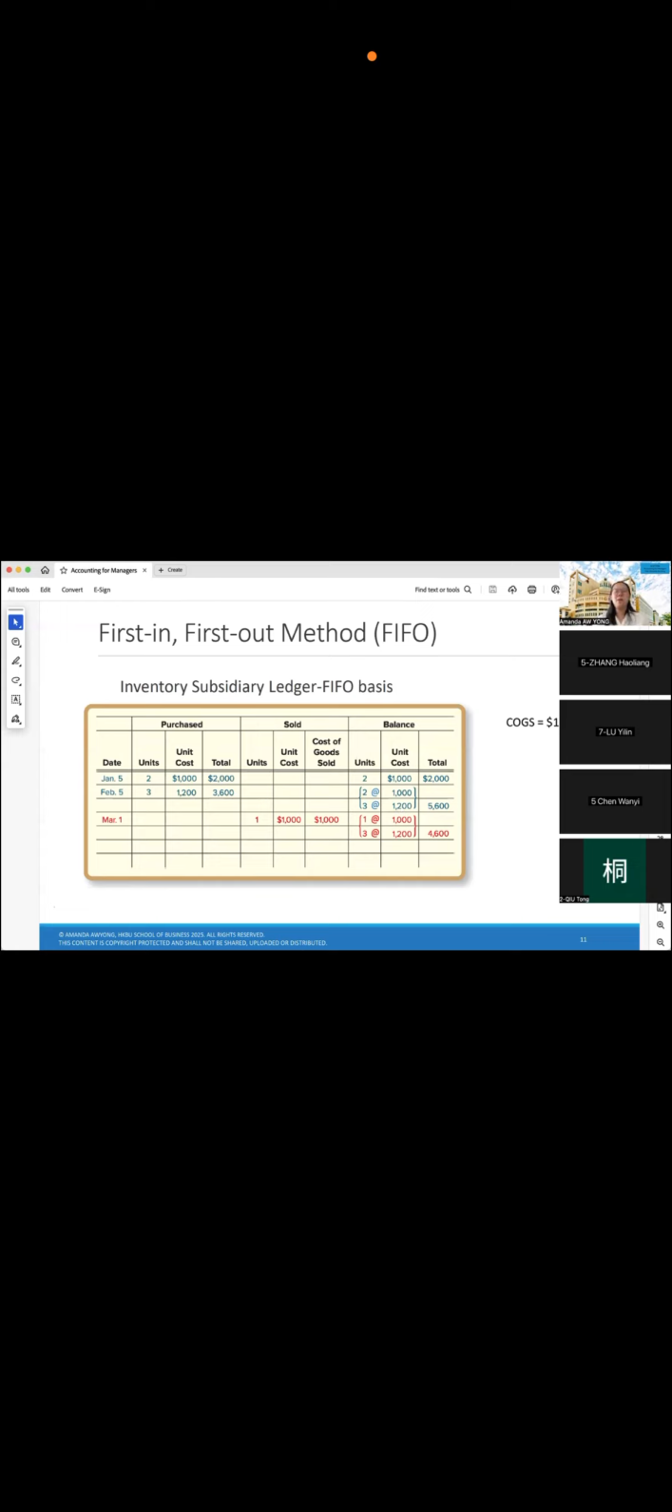So first in, first out requires us to list how many units at each cost price, so that when we do sales, we know which chronology to follow. It's always the first one that entered first. We would use that cost when we are doing sales. That is first in, first out.